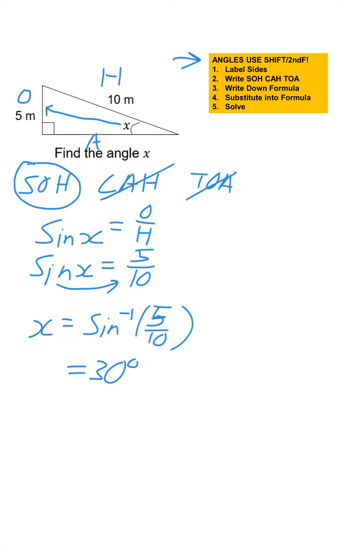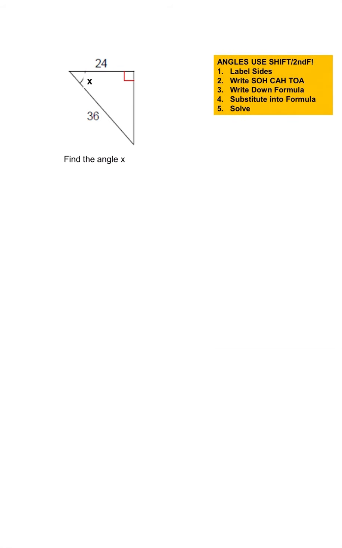Okay, let's have a look at another one. Okay, so in this one again we need to find the angle X. So first things first, let's label our sides. So we have our hypotenuse, you can see it's opposite the right angle. Our angle is x, so that means this side is the opposite, and then we're left with the adjacent.